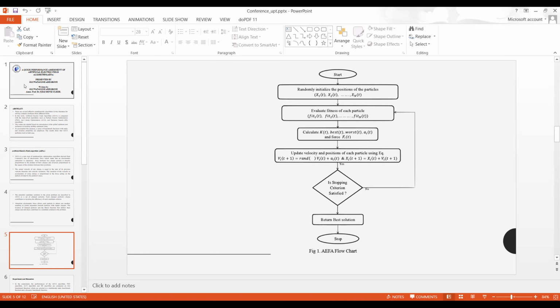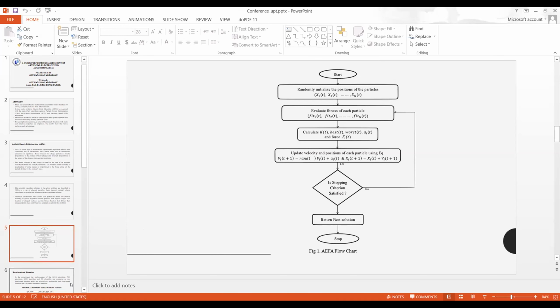We also calculate the acceleration, and again, we calculate the force. Next, we use the information to update the velocity and the position of the particle. If the stop criterion is fulfilled, in our case of AEFA, we use the number of iterations. So if we get to the maximum number of iterations, we return the best particle. If not, we go back to step 2 and continue iteratively until we get to the maximum iteration value.